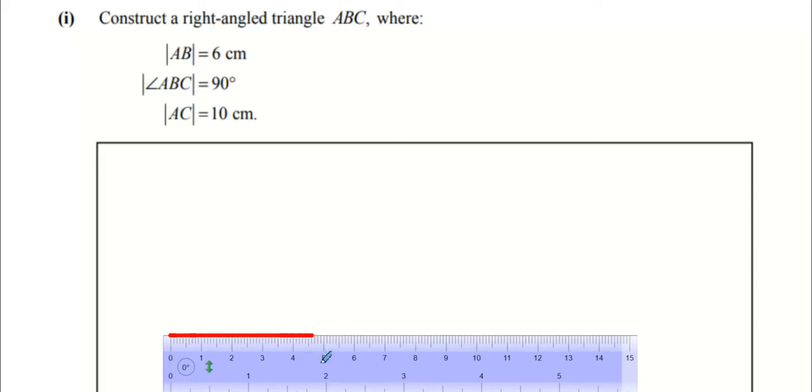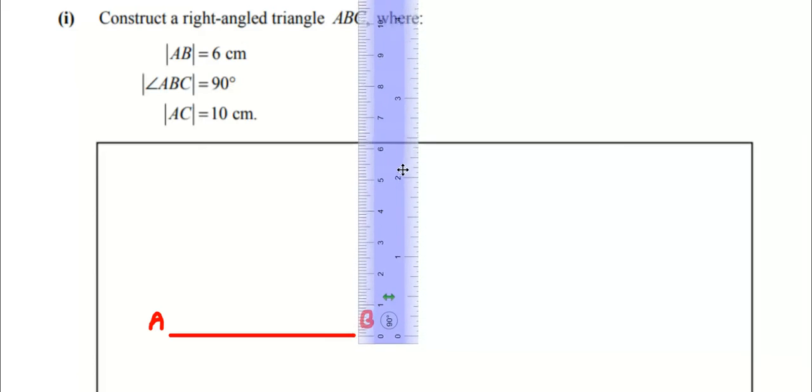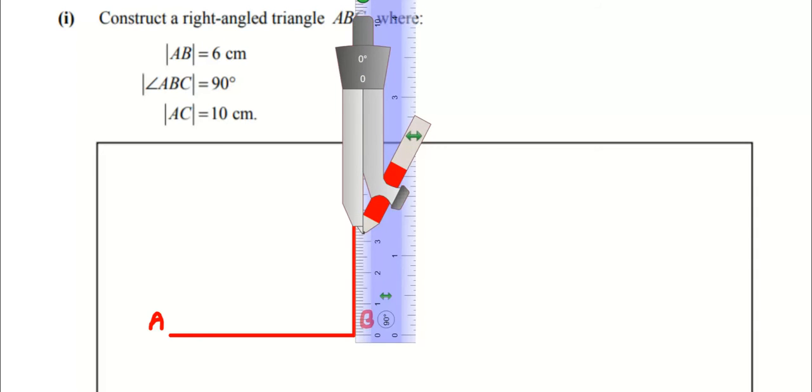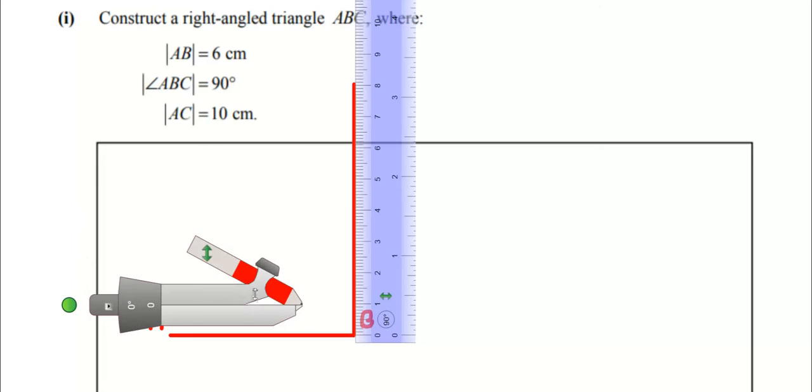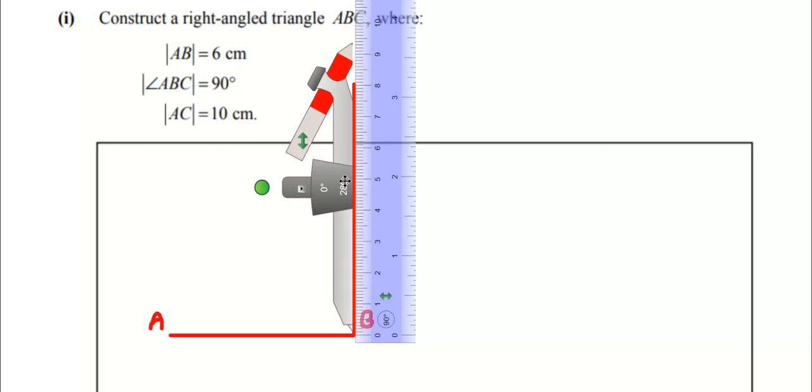6. 1, 2, 3, 4, 5, 6. ABC is 90, so that's A, that's B. And then we're going to flick that up at 90 degrees, like so. For BC, we don't know the length, so I'm just going to make it fairly long. Okay. Next thing is we're going to get our compass, like so. We know that AC is 10, so I'm going to make this compass of width 10 if I can. Just about, I hope.